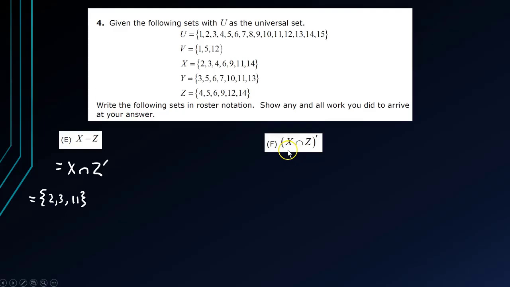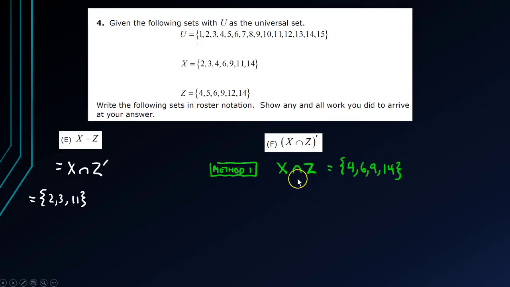For F, I'm doing X intersects Z prime, which means I'm looking for elements that are not in the intersection of X and Z. So there's two ways I can actually handle this, and I'm going to show you both. They both get to the same point.